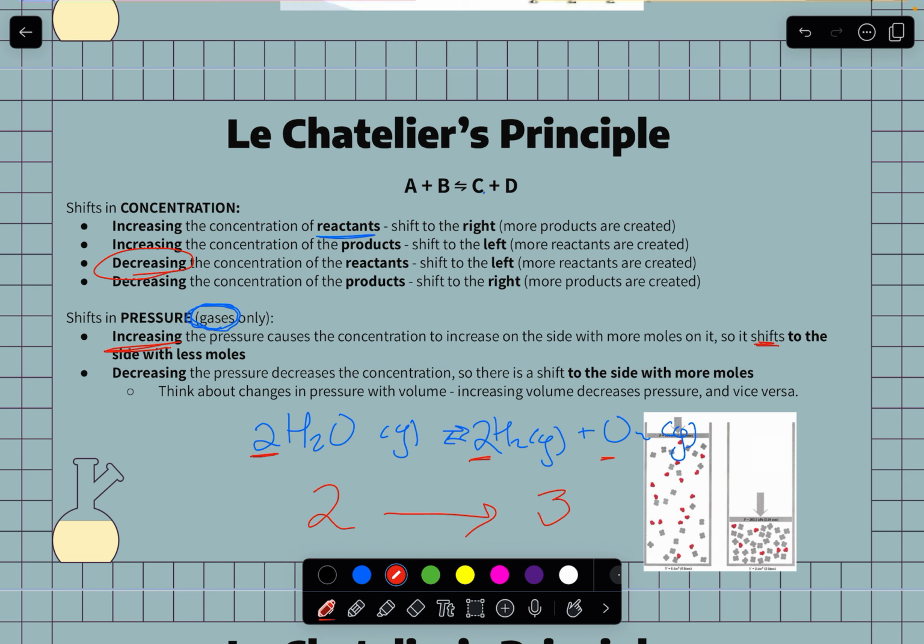So you can think about it with volume also, right? If we increase the volume, that would mean we decrease the pressure. And if we decrease the pressure, we go to the side with more moles. So you can talk about this with either volume or pressure, but it's only with gases.